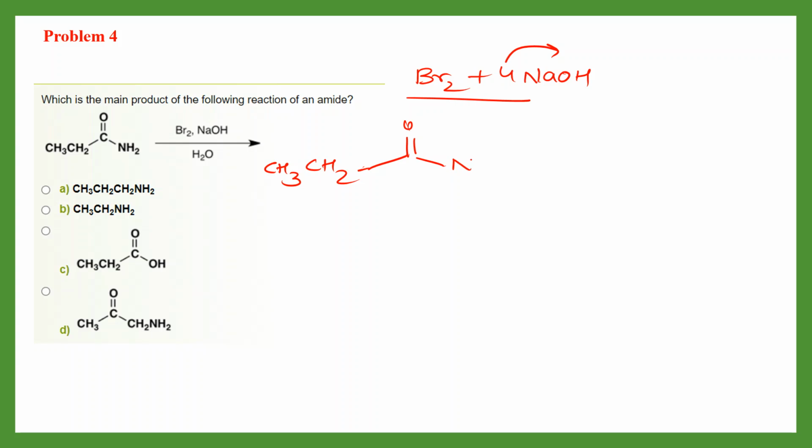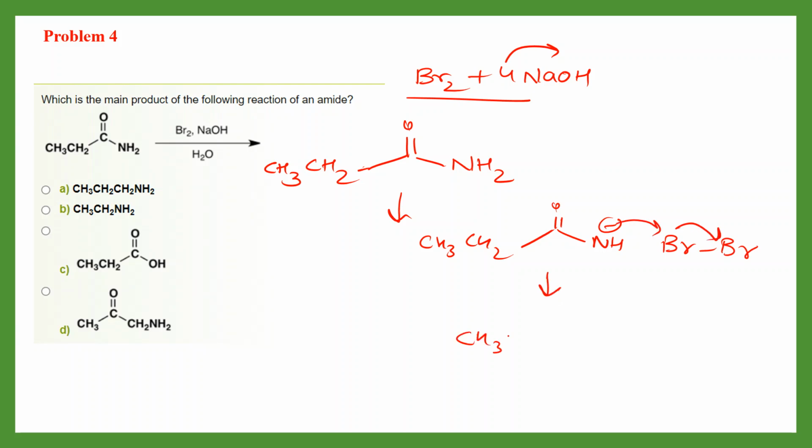If you are not solving, just tell me the first step. In the first step, what will happen? The NH2 proton will be abstracted by the base. Very good. CH3CH2CONH negative. And you know that Br2 is given, so it will attack here, correct? And what will it form? CH3CH2CONHBr. And here what will liberate? HBr.